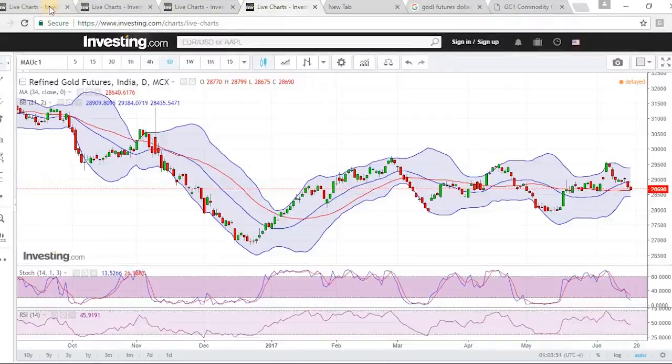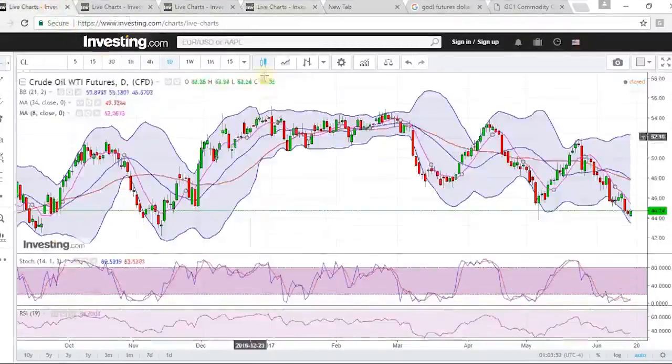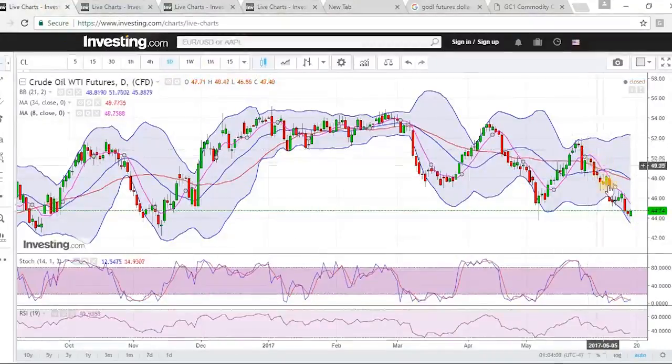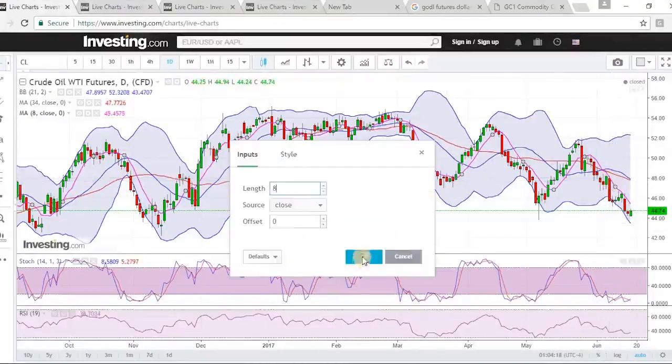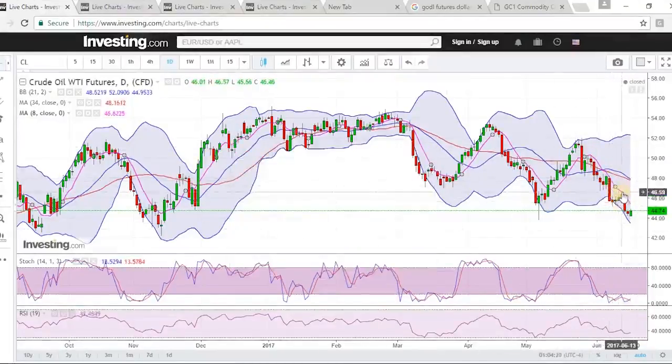Now let us go to the WTI crude oil chart. Here is the daily chart, and what we can see is the market was falling for many days. This was an uptrend and then a downtrend started. Every time the price was going to the 8 DMA, the price had a significant decline.